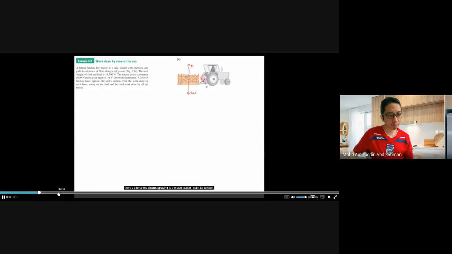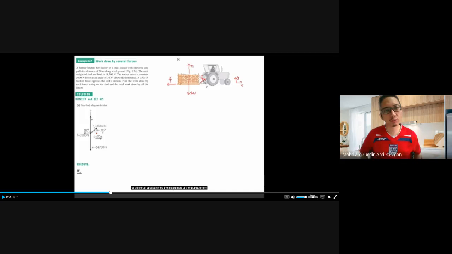So what we have is the example, an application of the tractor. First we draw the free body diagram. So we have the normal force, the weight force, the friction, and also the force due to the tractor, the pull force at angle 36.9 degrees, and also we have s equals 20 meters.